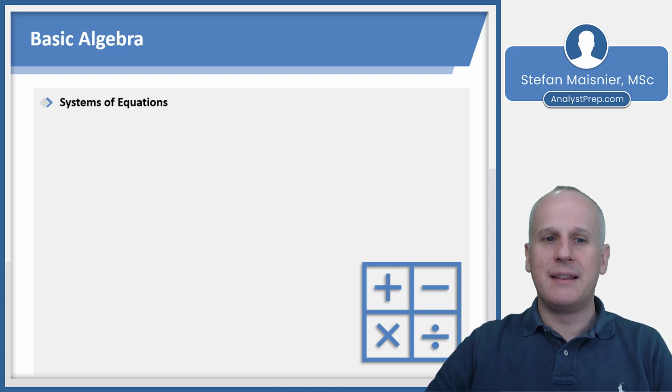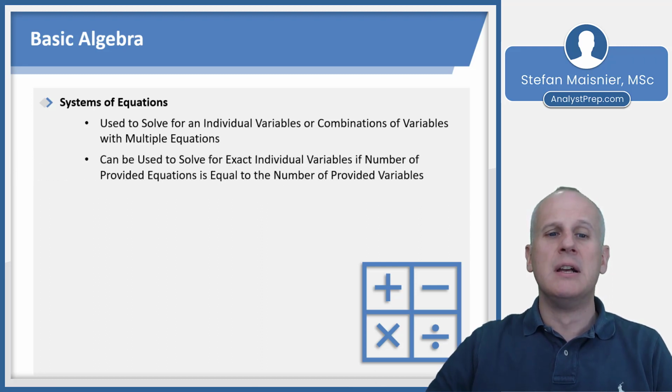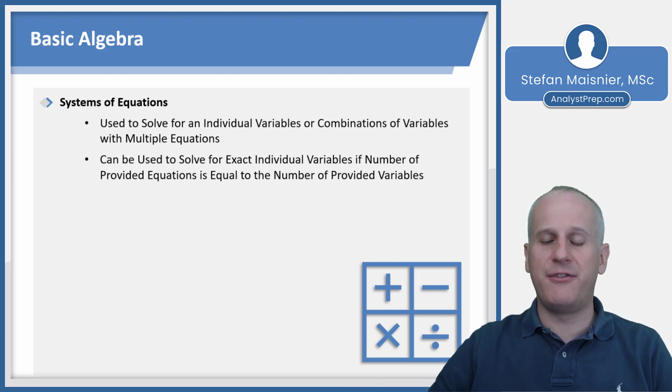So next, we're going to talk about what are known as systems of equations. So these are going to be used to solve for either an individual variable or a combination of variables when you're given multiple equations. These can be used to solve for exact individual variables if the number of provided equations is equal to the number of provided variables.